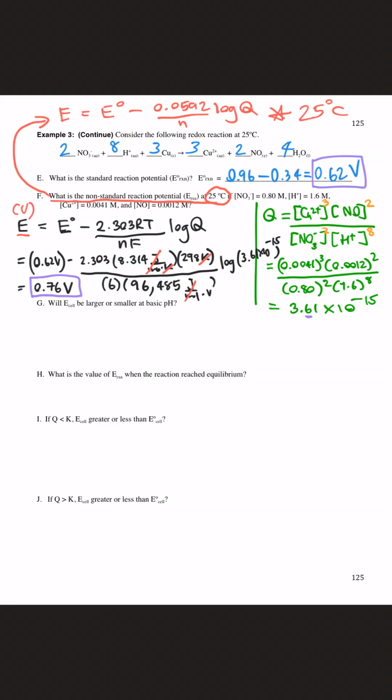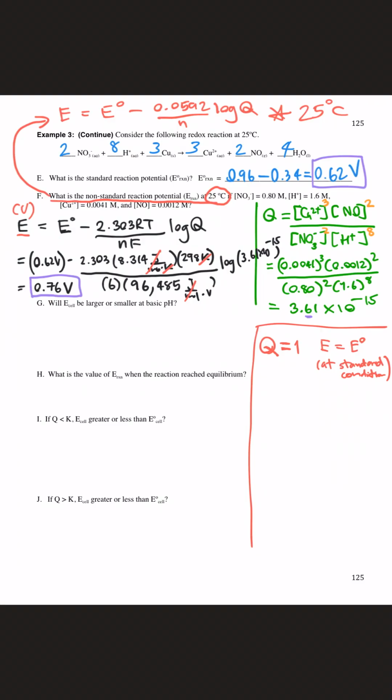Now let's try to understand the relationship between the non-standard reaction potential and the standard reaction potential. Think about this real quick. If Q is equal to 1, which means that all of these concentrations are 1 molar, at that condition it is considered a standard condition. If you have 1 divided by 1, the Q value would be 1. Log of 1 equals 0. Therefore, whenever Q equals 1, it indicates that the reaction is already at the standard condition.